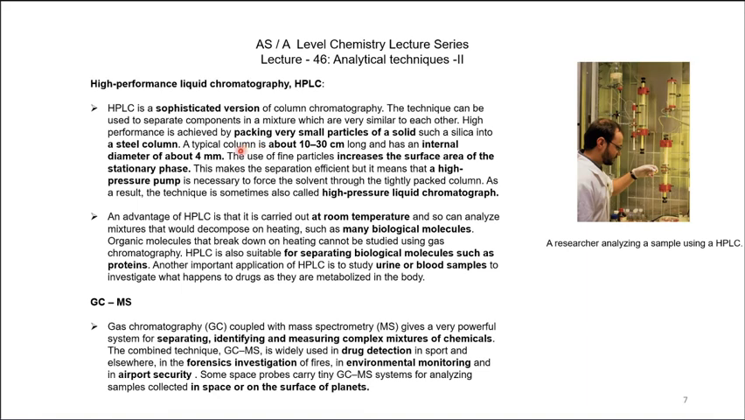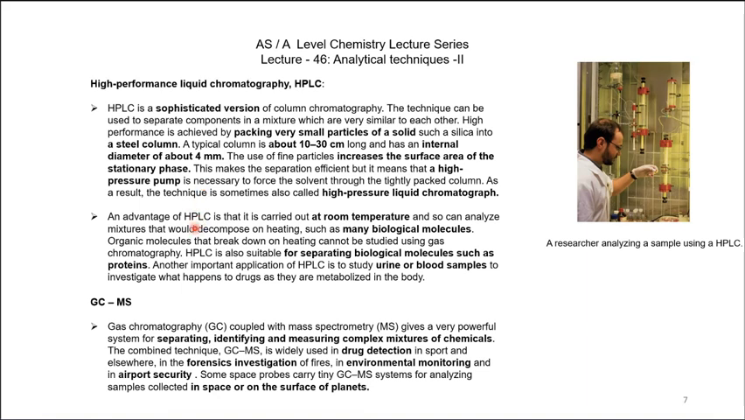In this case, the packing materials are packed in a steel column, and the column is, let's say, about 10 to 30 centimeters long, and the internal diameter is about 4 millimeters. The use of these packed particles increases the surface area of the stationary phase. This makes separation efficient, but it means that a high pressure pump is needed to force the solvent through the tightly packed column. This is why it is sometimes called high pressure liquid chromatography.